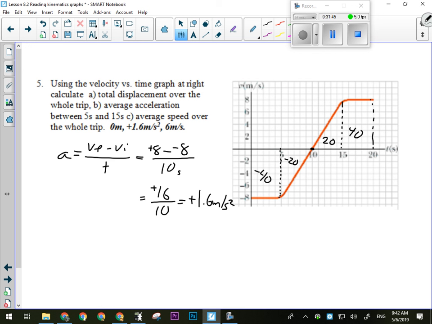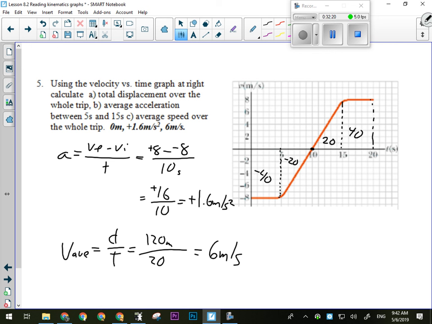Then the average speed over the whole trip. Have I already done the bulk of the work for doing that calculation? Yes, I have. Average speed is still calculated by going distance divided by time. My total distance is 120 meters because I went 60, then I went 60 again. So 120 meters divided by 20 seconds gives me an average speed of 6 meters per second. No vector on that because it's scalar.